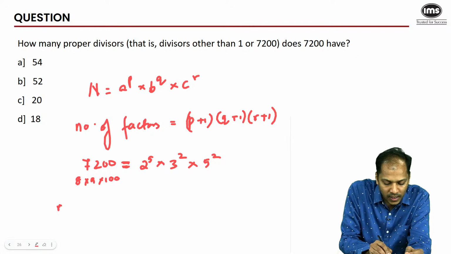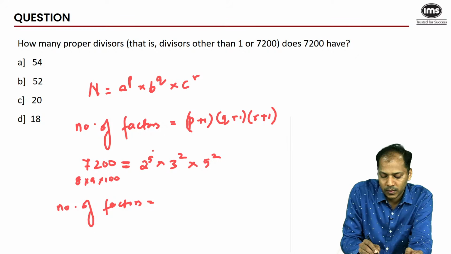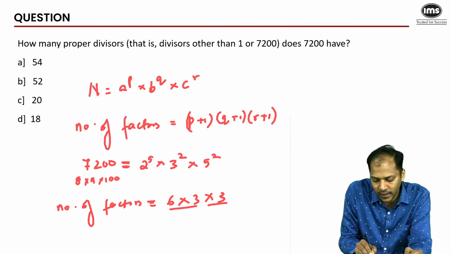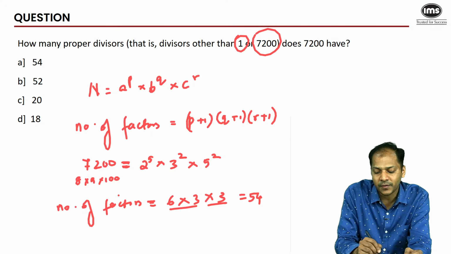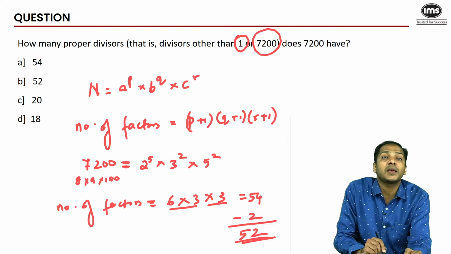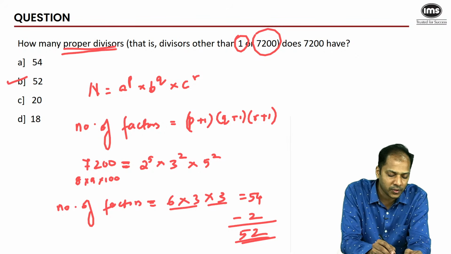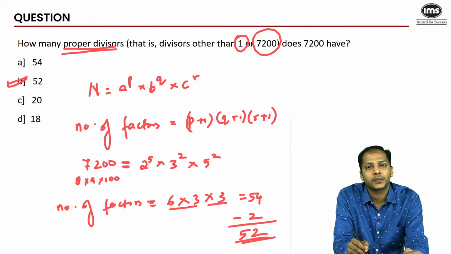Therefore the number of factors are 5 plus 1, that is 6, into 2 plus 1, that is 3, into 3. 18 into 3 is 54. But we did not have to consider the two factors 1 and 7200. So minus 2. Therefore the answer that we are looking for is 52 proper divisors or proper factors. So the correct answer would be option B, that is 50. Okay. Chalo, let's go ahead to the next one.